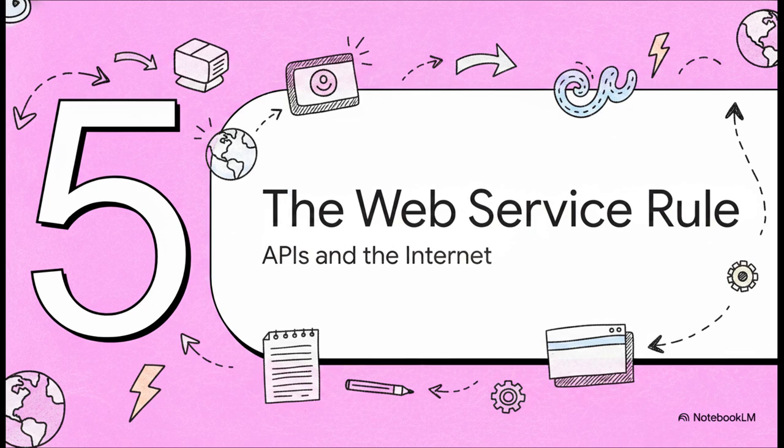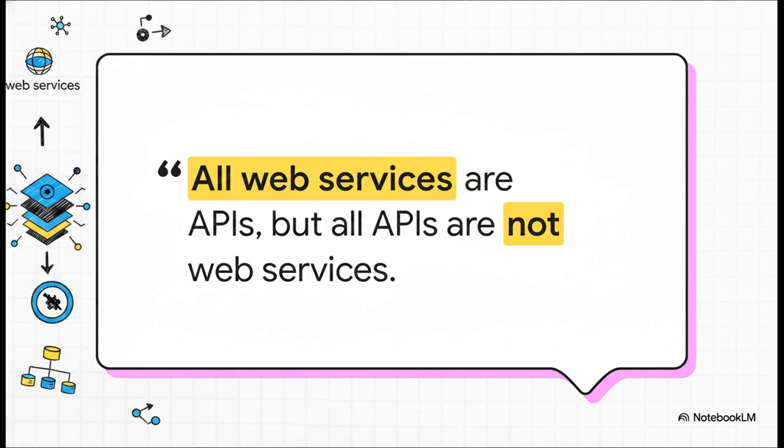Up until now, almost all the examples we've talked about have relied on the internet to function. This perfectly introduces Section 5, the Web Service Rule. So the crucial point is this specific rule. All web services are APIs, but all APIs are not web services. I highly recommend locking this concept into your memory right now because it absolutely demystifies a ton of the technical jargon you often hear thrown around in the software world.